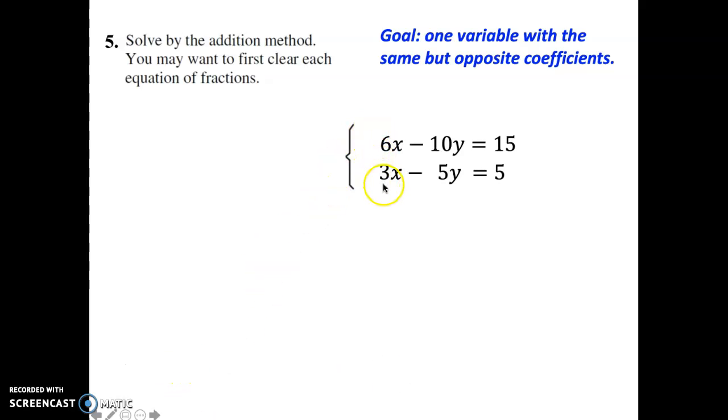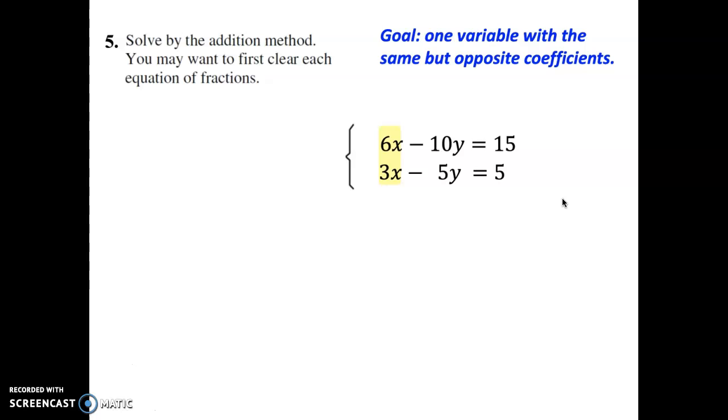So my x's don't have the same or opposite. My y's don't have the same or opposite. I do notice, though, that if you take 3 and multiply by 2, you get 6. And I notice if you take 5 and multiply by 2, you get 10. So I'm going to work with my second equation, and I don't want to multiply by just 2, because 2 times this gives you positive 6, and 2 times this gives you negative 10. I need opposite in sign, so it needs to be multiplied through by negative 2.